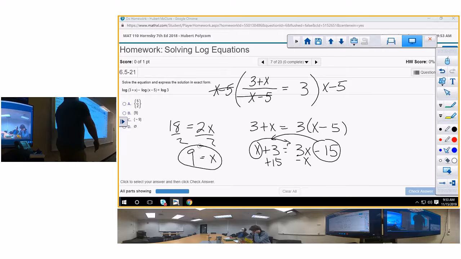Now, if this was a negative 9, would it work? No, because what happens right here?